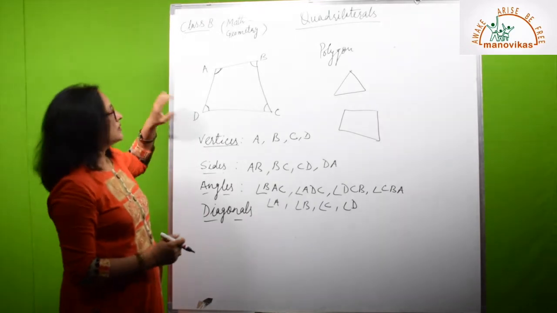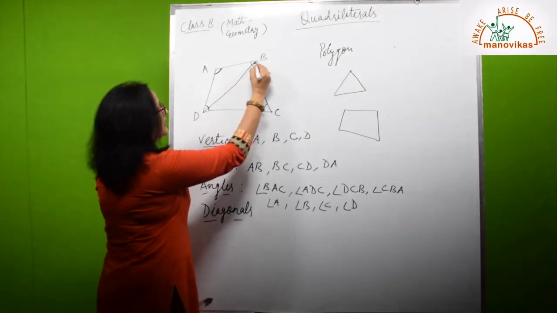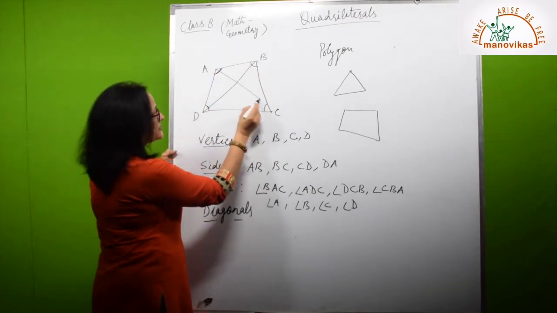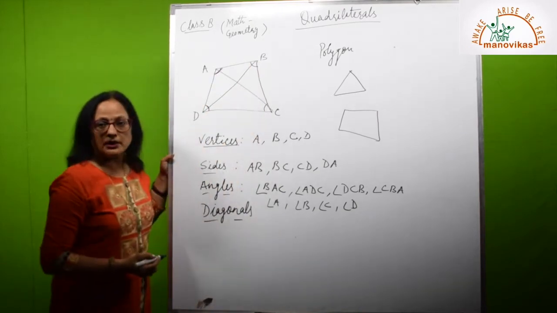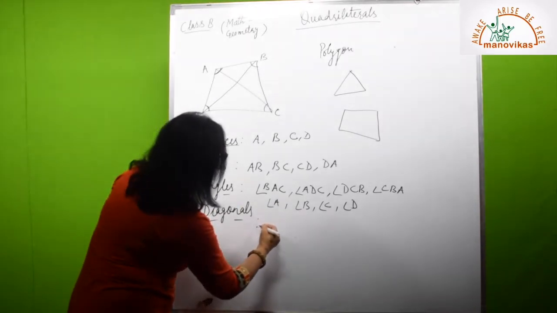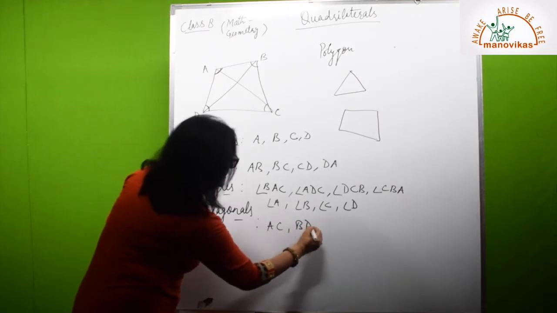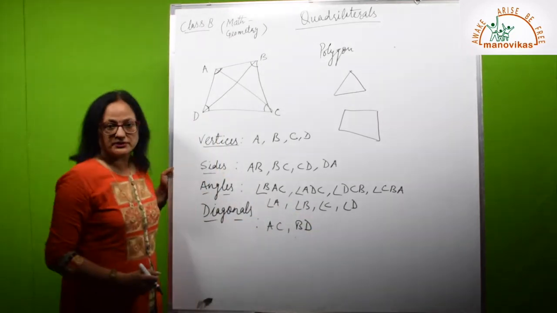After that, diagonals. When you join B to D and A to C, they form two diagonals of this quadrilateral. So we can write AC and BD are the diagonals of this quadrilateral.